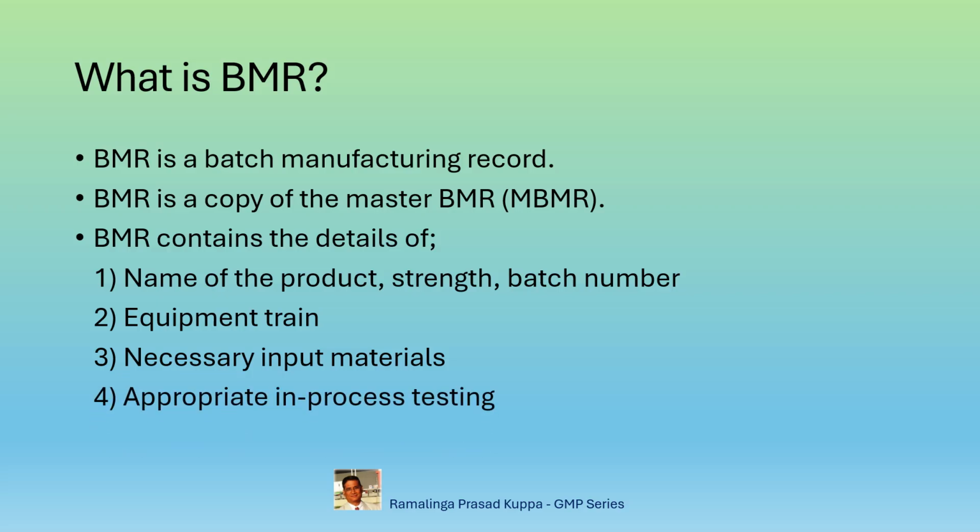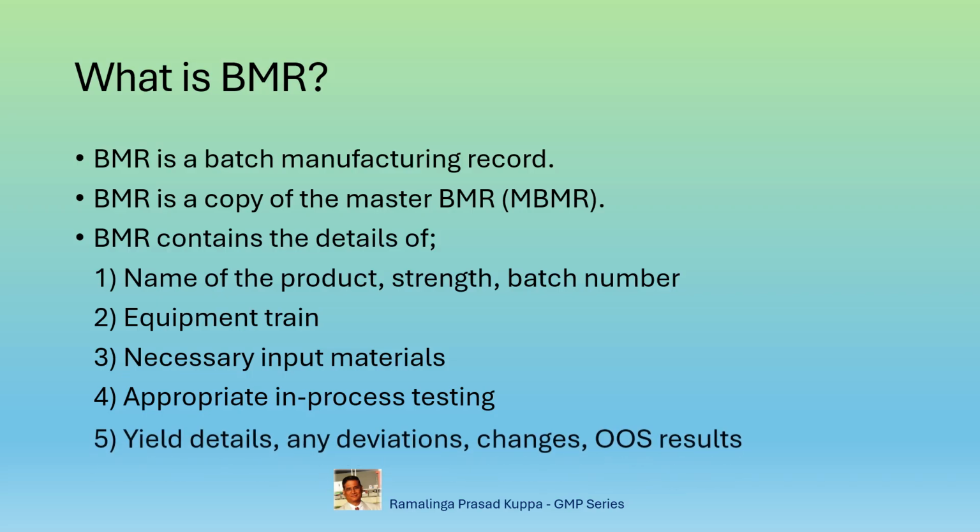Appropriate in-process testing. In-process testing requirements at appropriate steps of the process, and yield details, any deviations, changes, OOS results, etc. Yield details at every isolated stage of the process. It is important to check if there were any deviations, changes, or any OOS investigations recorded and concluded with CAPA.